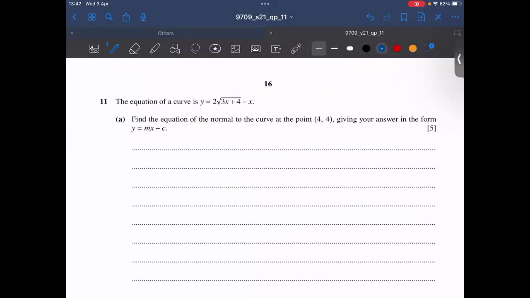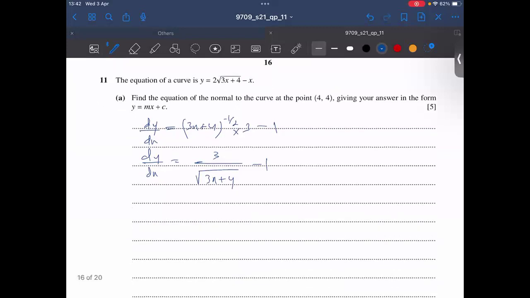Then one last question. Find the equation of the normal to the curve. So I'm going to find the gradient function: dy over dx is going to be half times 2 is 1, so 3x plus 4 to the power of minus half, into 3, minus 1. It's going to be 3 divided by the square root of 3x plus 4, minus 1. And dy over dx is then 3 divided by the square root of 3 times 4 plus 4, minus 1.